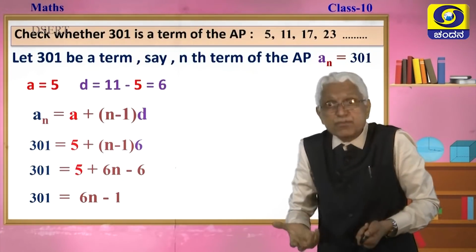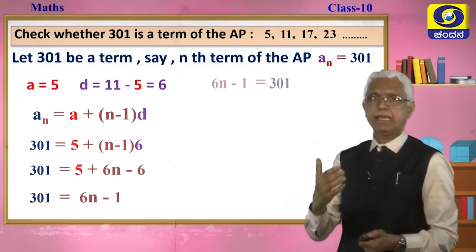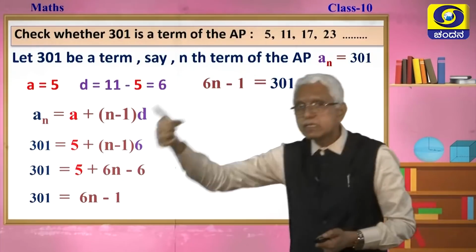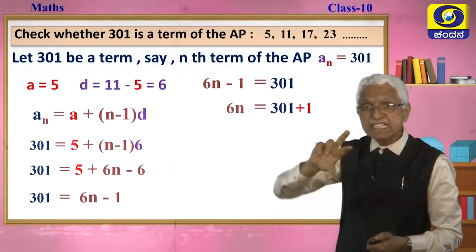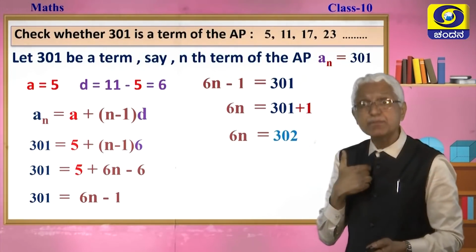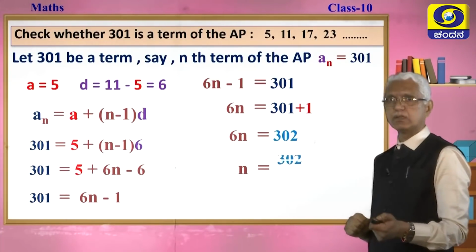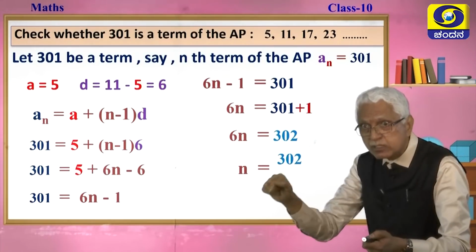Now, it is time for me to really see whether 301 is there or not. Okay, how do I proceed? I rewrite it this way. 6n minus 1 is equal to 301. Next, what do I do? That is 6n is equal to 302. Correct? But I am interested in the value of n. Please have patience. N is equal to 302 divided by 6.